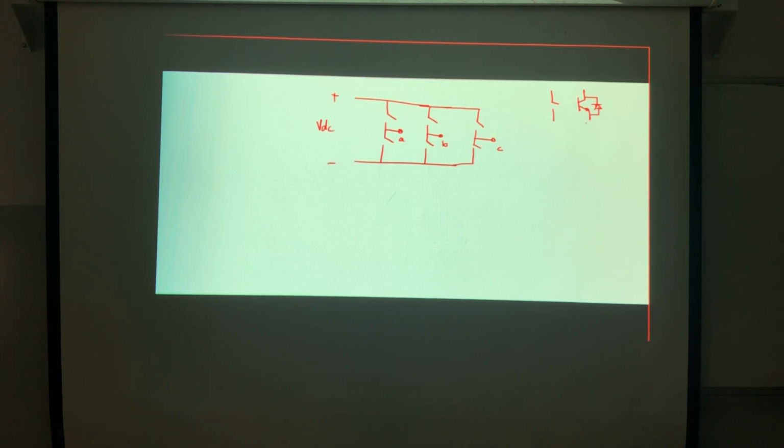Correct? Okay. So in order, if you don't like to remember 1, 2, 3, 4, 5, 6 and so on, I prefer to call it the higher switch of phase A, the lower switch of phase A. So this will be the higher switch of phase B. This will be the lower switch of phase B. So this will be the higher switch of C, and this is the lower switch of C.